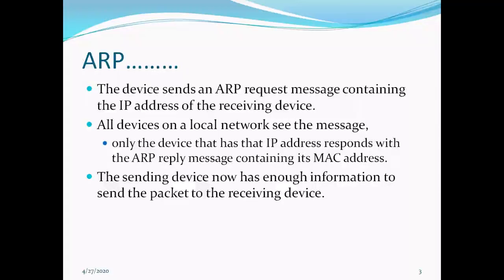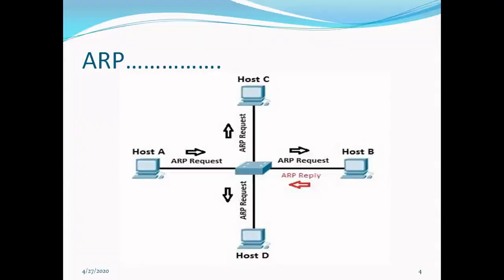The same thing can be explained with the help of this diagram. Let us say this is a local area network. Host A wants to communicate with host B, but host A does not have information of the MAC address of host B. So host A will initiate an ARP request. Now this ARP request will be received by all the participants of the network, but the ARP request message has the IP address of host B, so only host B will reply to the ARP request with an ARP reply message.